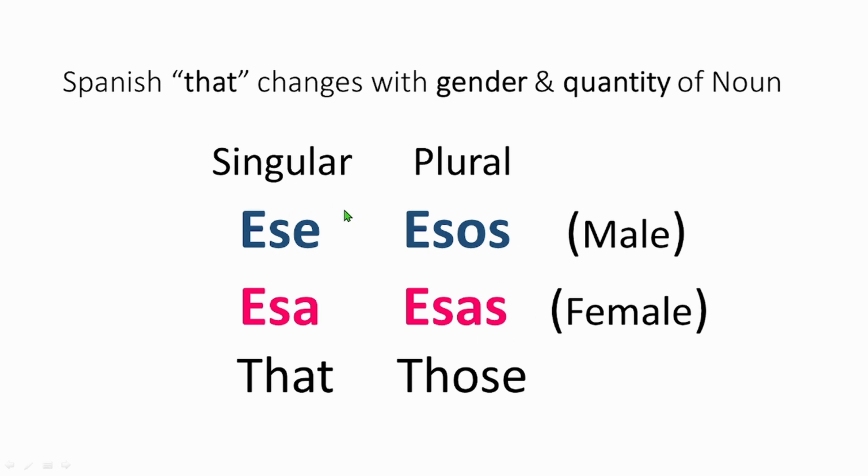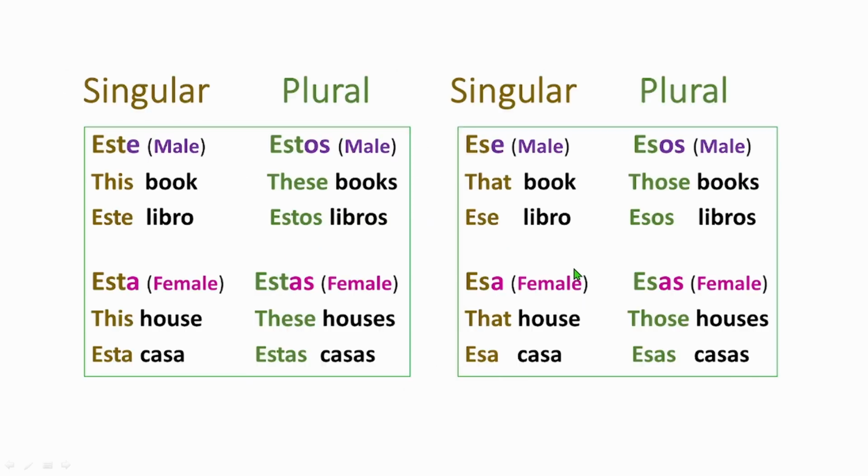It's something like, if you say that boy, same concept, ese chico; those boys, esos chicos; that girl, esa chica; those girls, esas chicas. The concept is simple. So let's see some examples to make it more clear.